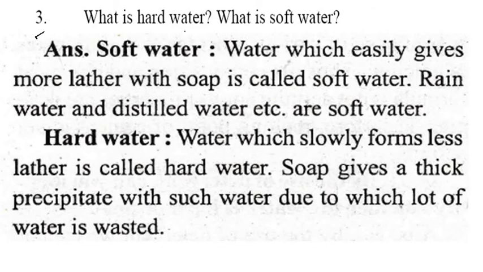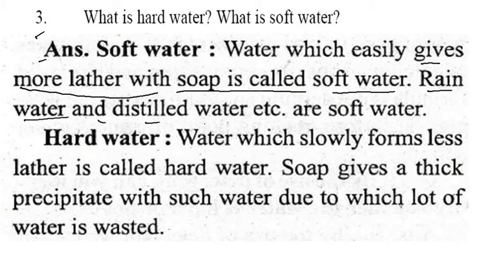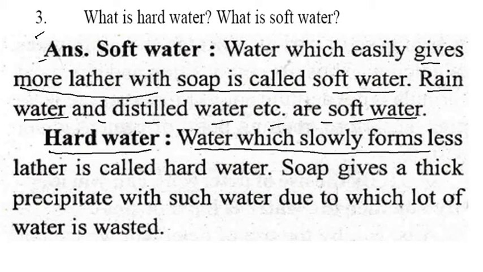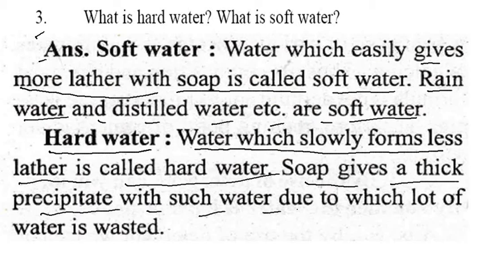Now come to the third question: what is hard water and what is soft water? I told you in the beginning. So the answer: water which easily gives more lather with soap is called soft water. Rain water, distilled water, etc. are examples of soft water. And now what is hard water? Water which slowly forms less lather is called hard water. Soap gives a thick precipitate with such water, due to which a lot of soap is wasted.